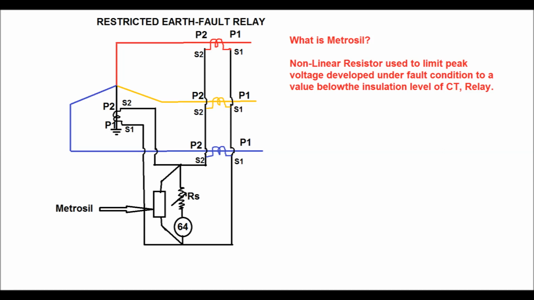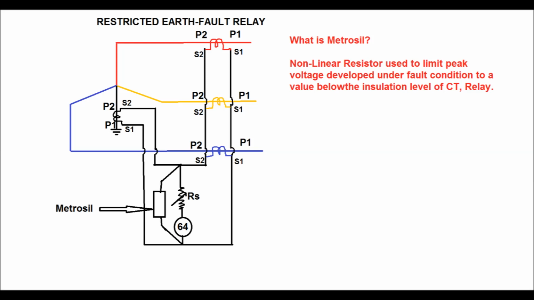Now the connection of the REF relay for the star winding or star side of the transformer has been shown in this diagram. In the HV side, P1 shall be connected on the bus side for each phase, and P2 for each phase CT shall be connected towards the transformer side. Again, for NCT or neutral CT, P1 shall be connected towards the earth point and P2 shall be connected towards the neutral point.